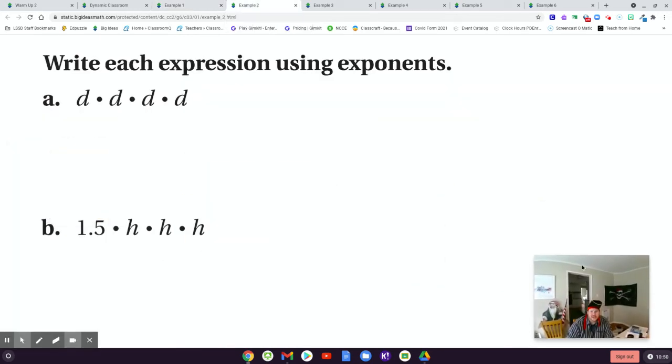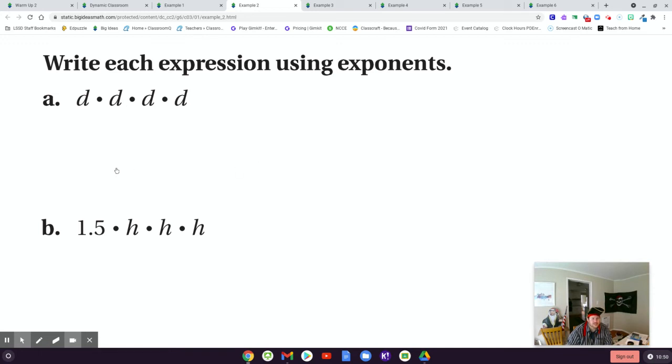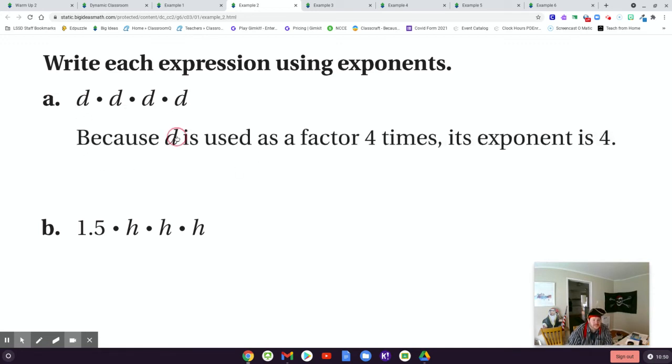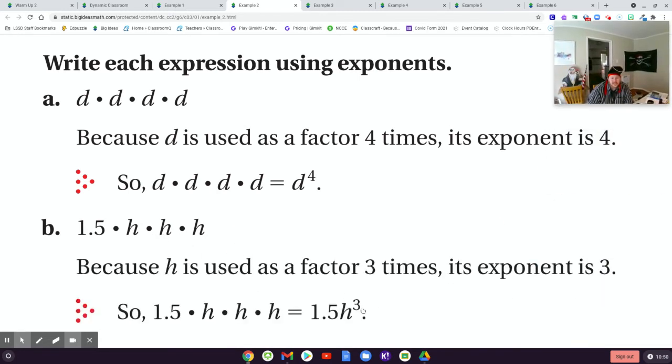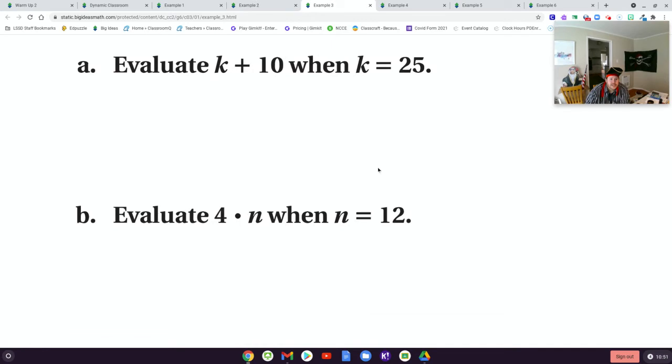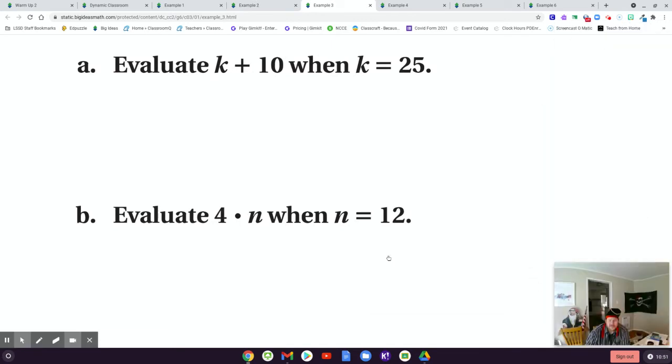Boom. So you're going to write these expressions using exponents. So if you have d times d times d times d, how would you write that using exponents? It is d to the 4th. There we go. Okay, what about 1.5 times h times h times h? So you just put the 1.5 in front with h to the 3rd afterwards. You don't need the multiplication symbol or a times sign. You just put the coefficient right next to the variable. So 1.5 h cubed.